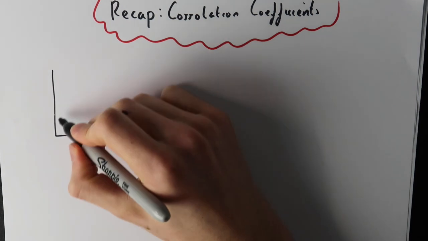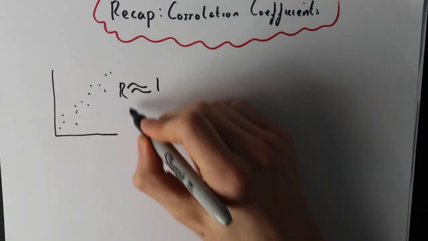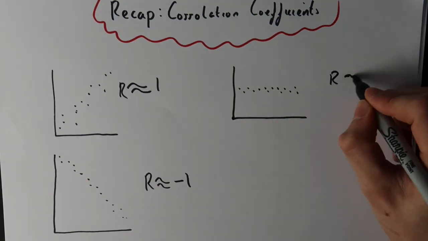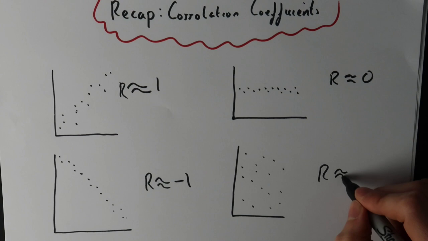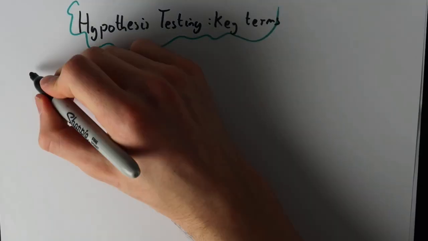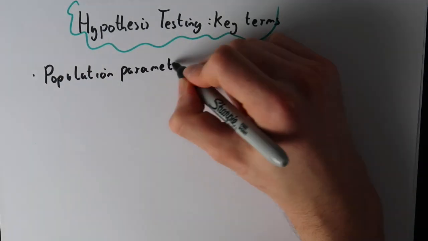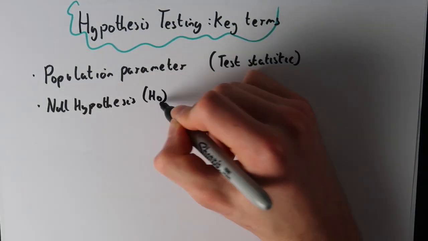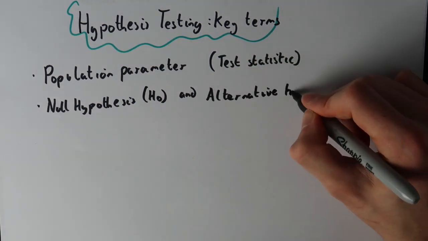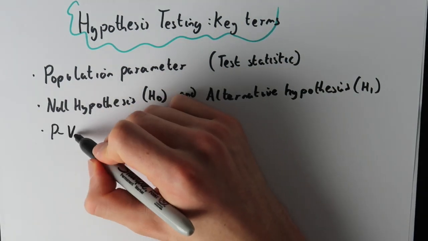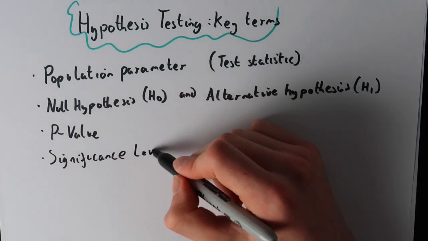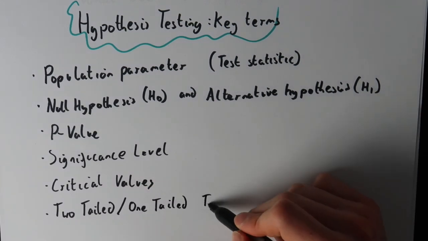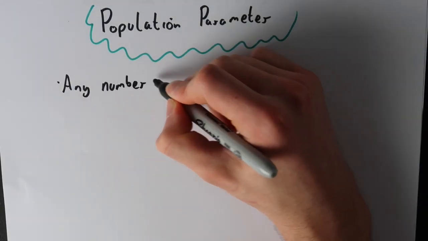An even quicker recap on the correlation coefficient. The r value simply models how closely two variables are related, one being perfectly positive and -1 being perfectly negative. The main terms we need to know for hypothesis testing are what a population parameter is, what the null and alternative hypotheses are, what the p-value is, what the significance level is, how to use critical values, and one- and two-tailed tests.